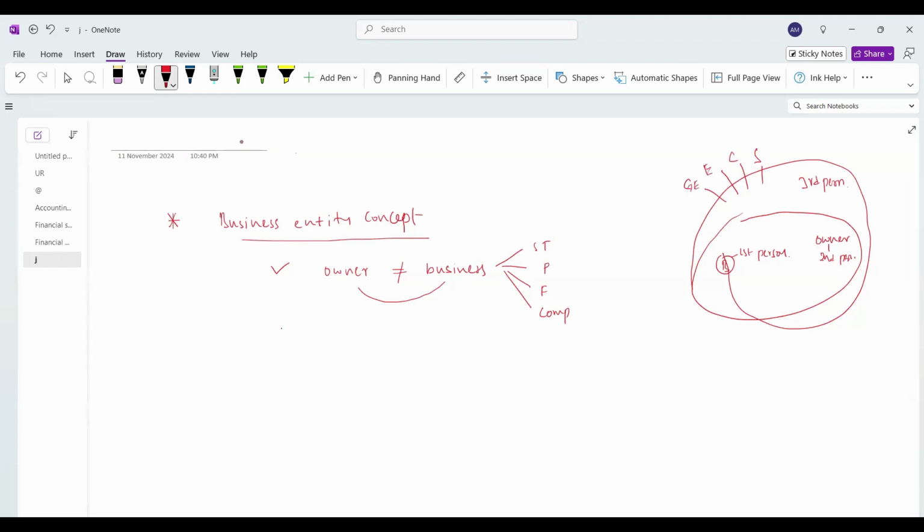So the second point is, all the transactions are considered and recorded from business point of view. This is very, very important. Any transaction should be considered and recorded from business point of view.